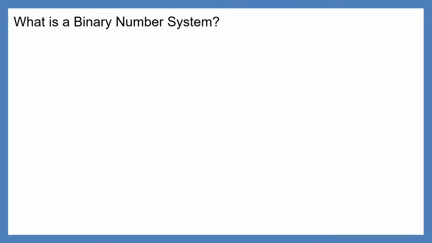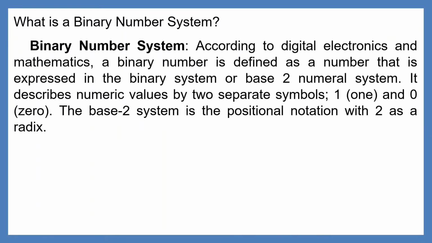Next, we have the binary number system. So what is the binary number system? According to digital electronics and mathematics, a binary number is defined as a number that is expressed in the binary system or base 2, from the root word bi, which means 2. So it describes numeric values by two separate symbols, 1 and 0.